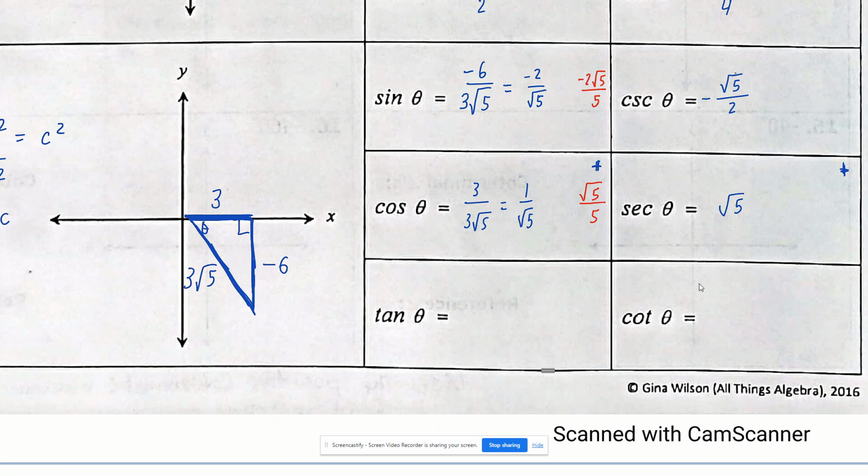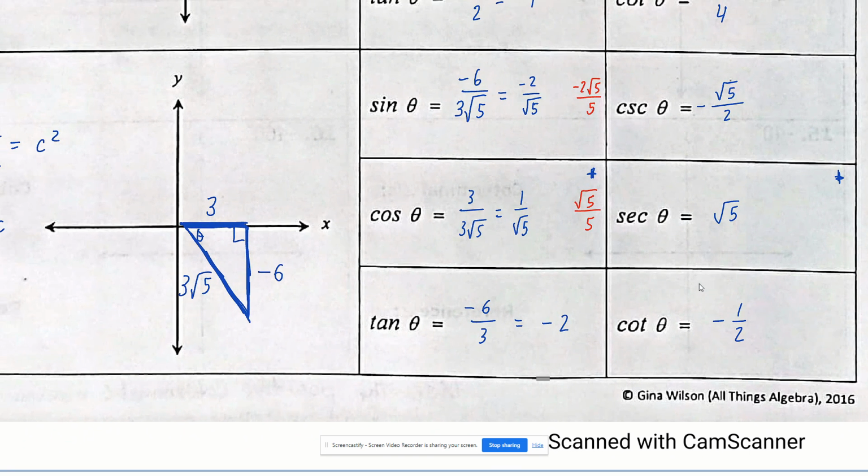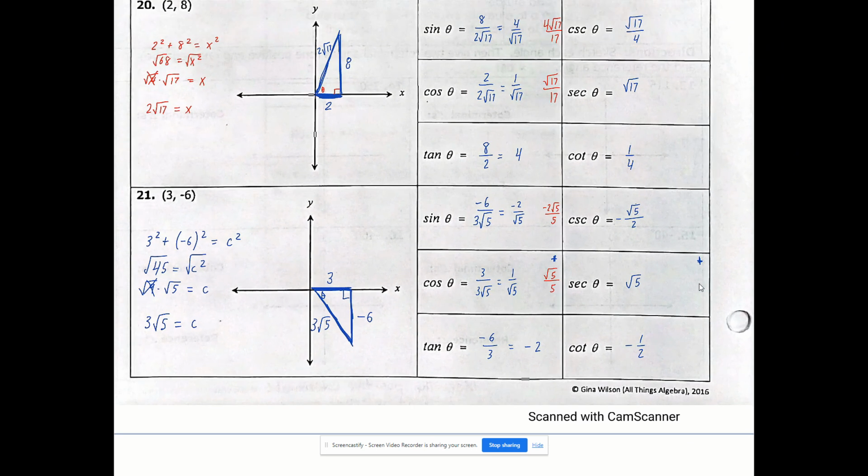And then the last one, opposite leg, which is negative 6, over the tangent, or I'm sorry, the adjacent leg, which is 3. Negative 6 divided by 3 is negative 2. And then, of course, if I flip it, that's technically negative 2 over 1, so it's negative 1 over 2. Okay, look, once again, tangent and cotangent are negative. The only one that ended up being positive is cosine.